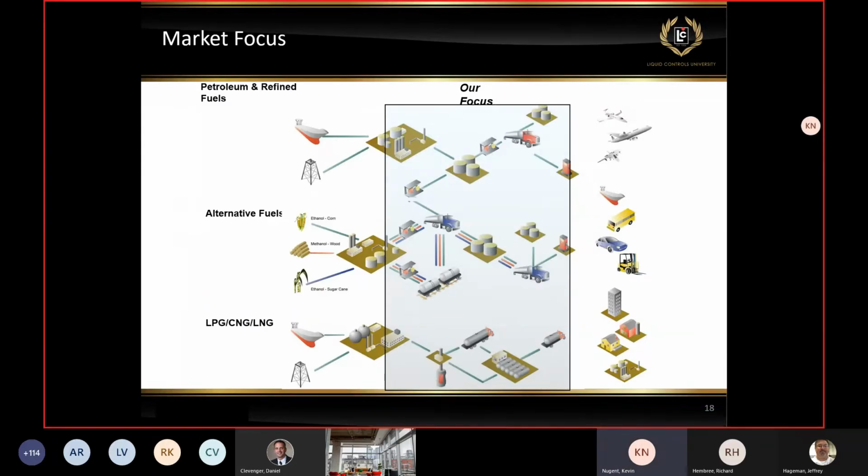Here's a top level view of the market focus, where our focus that we talked about earlier is more midstream and downstream applications. You can see that it's after the product has been taken out of the ground and refined, where we start loading that refined fuel onto transports or rail cars that take it to smaller terminals or bulk plants, where it's further dispensed into transports, fuel trucks, and then onto other applications further on downstream.